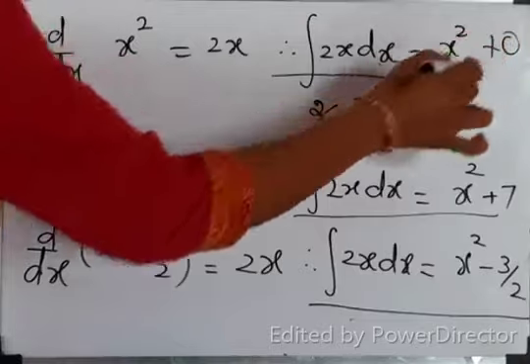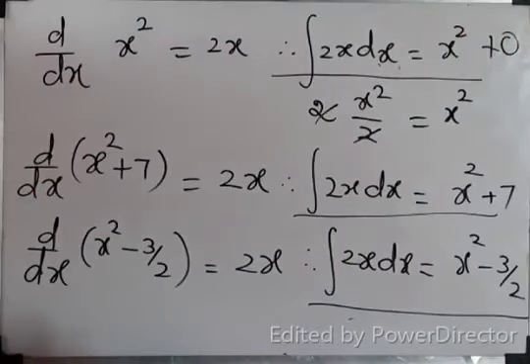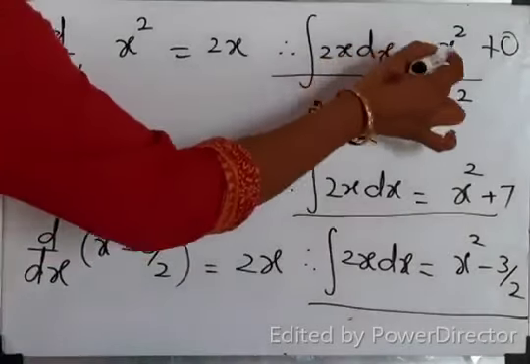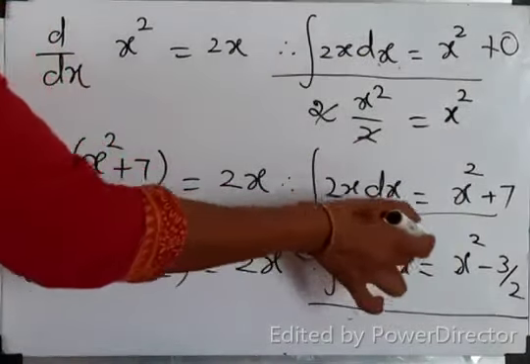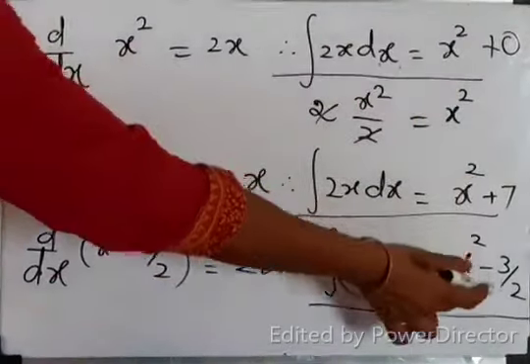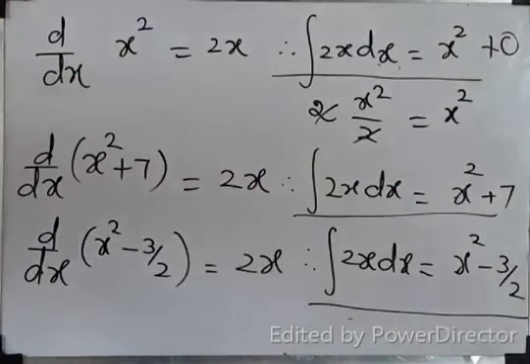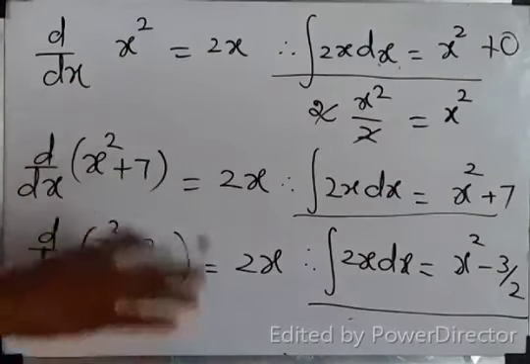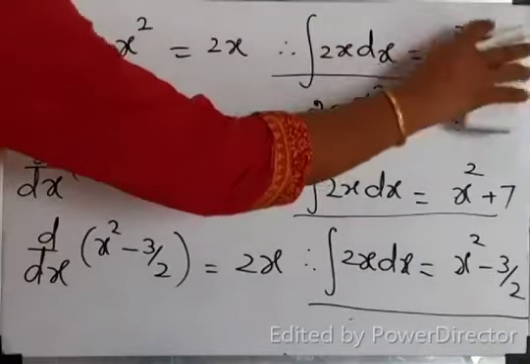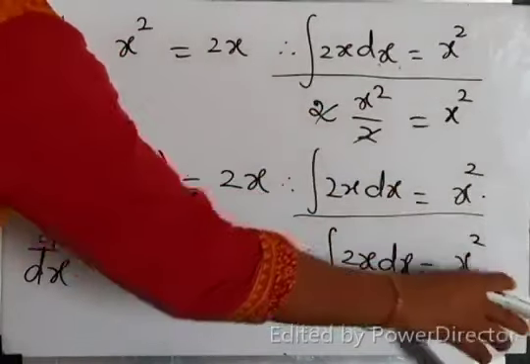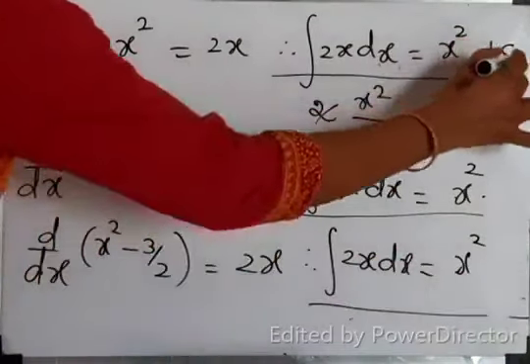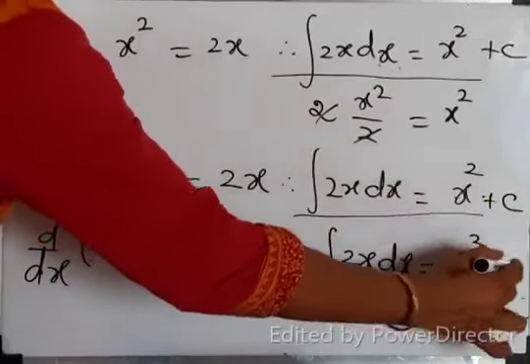What is the constant here? 0. Correct? The variation is only the constant. The others are correct: x square throughout, plus 0, plus 7, minus 3 by 2. Only the variation is in the constant. That is why every time we are writing plus C. Do you understand, children? That is why we are writing plus C.